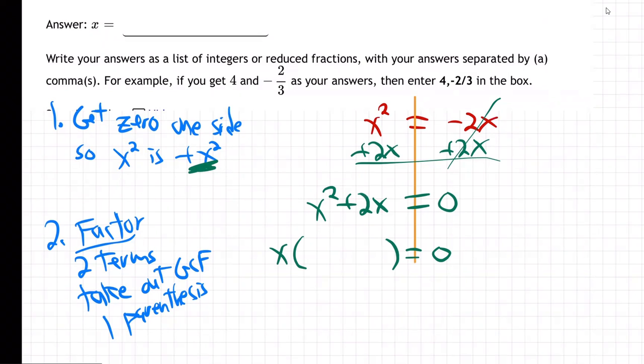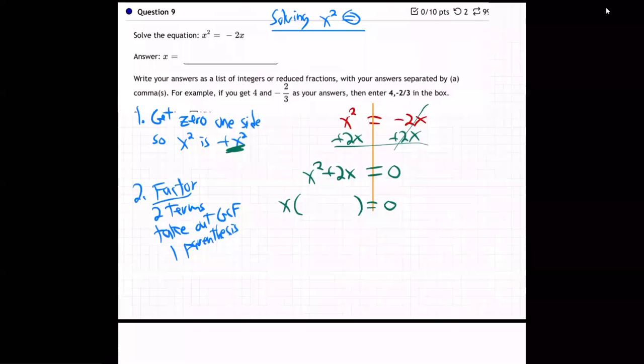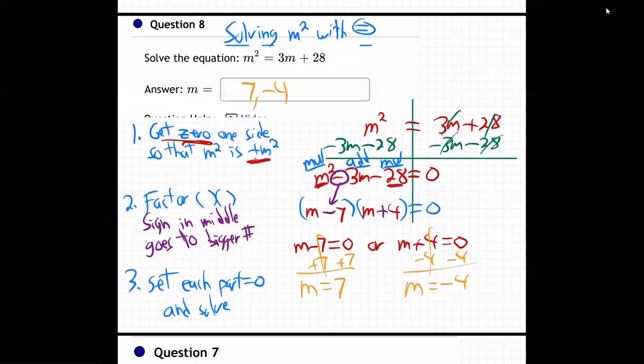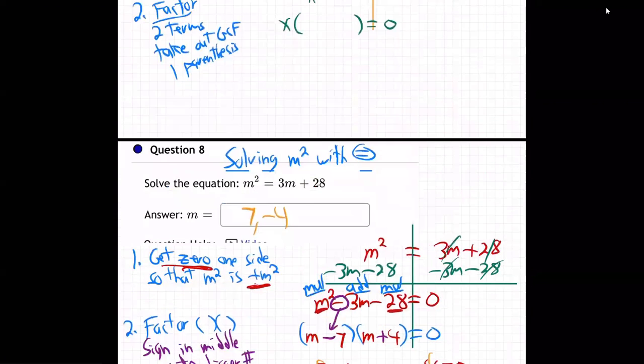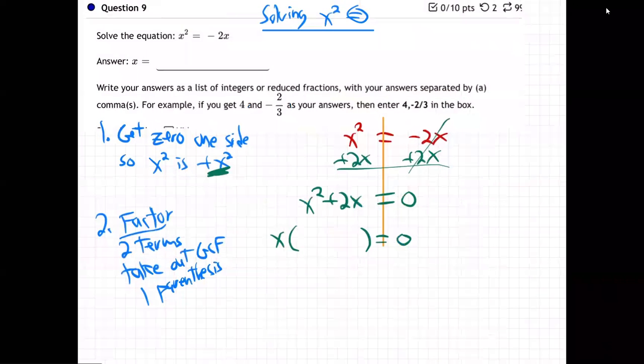This is not 2 parentheses. Let me go to one that was. See this one here we just did a few minutes ago. This one had 3 terms. So if they have 3 terms, yeah, you're doing multiply, add, multiply, and that'll be the 2 parentheses. But on this one, it's only 2 terms. It's not 3. So instead of doing the 2 parentheses, I'm just taking out what they have in common.